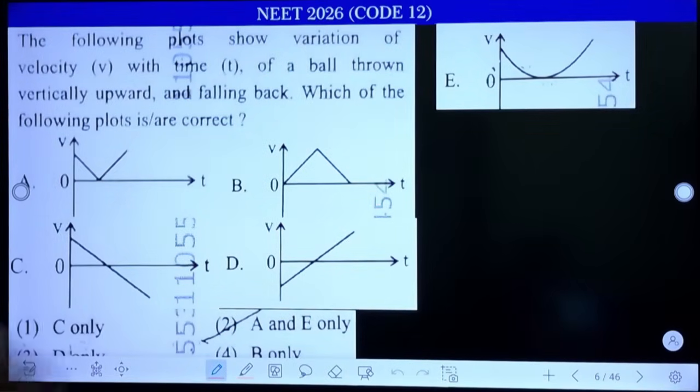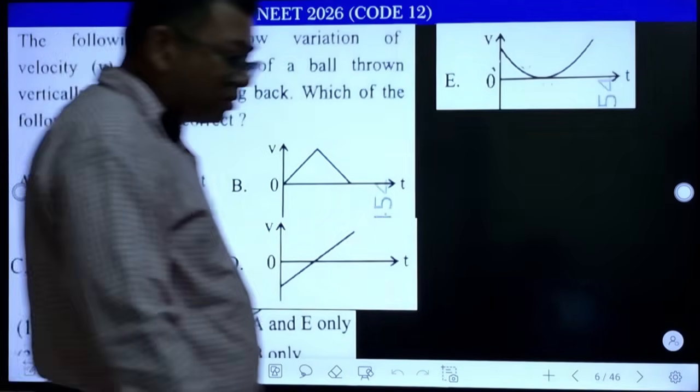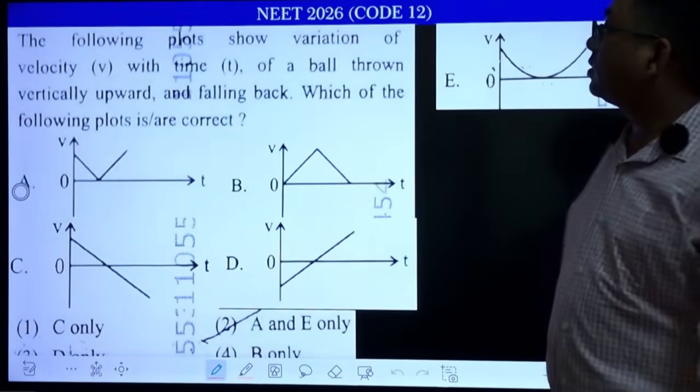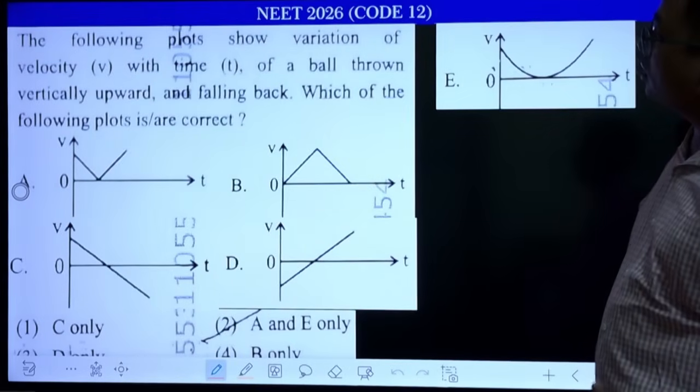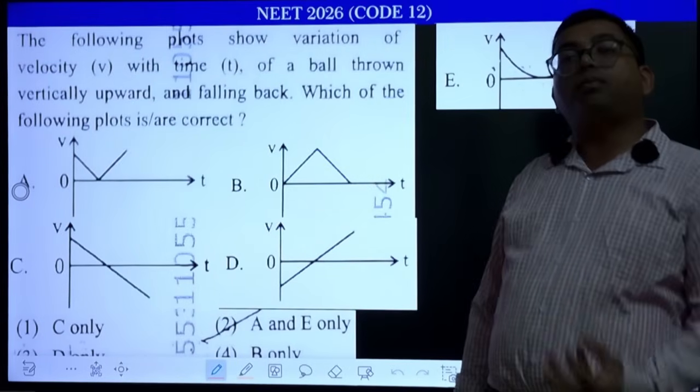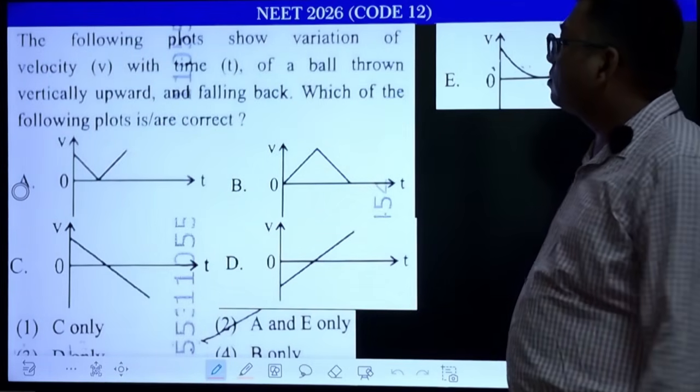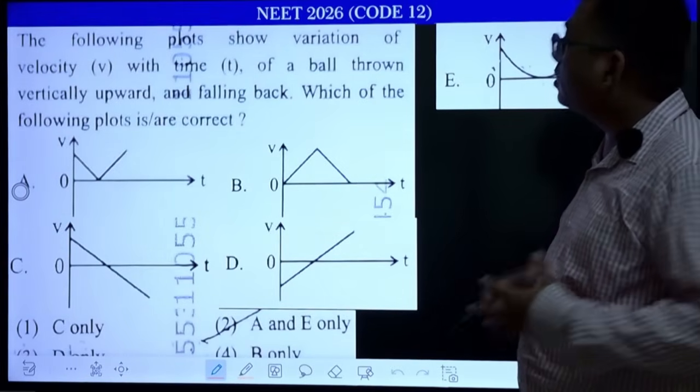The following plot shows variation of velocity. Velocity versus what? Time of a ball thrown vertically upward. So there is a ball which is thrown upward, and they are drawing the velocity time graph. Which of the following plots is or are correct?